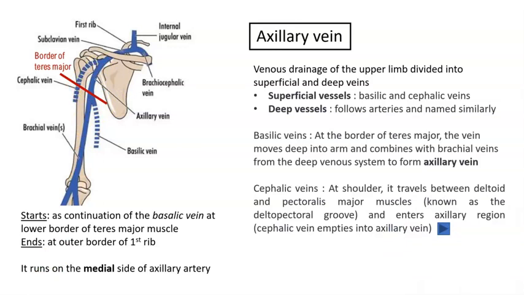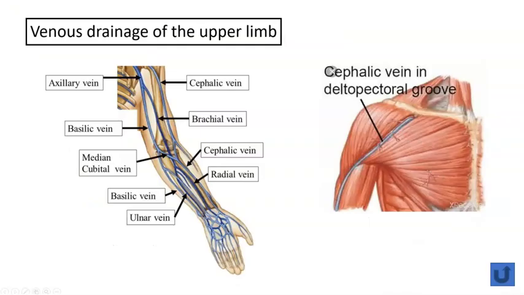Yeah, while the cephalic vein will travel upward to go between deltoid and pectoralis major and enters directly towards the axillary vein. Okay, let me show you here. This is the cephalic vein through the deltopectoral groove draining into the axillary vein. Okay, you can see from the picture here. This is the radial, the deep ones are the dark ones, the superficial ones are the light ones.